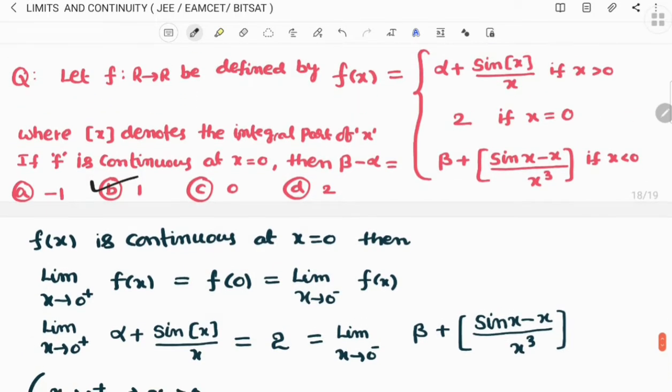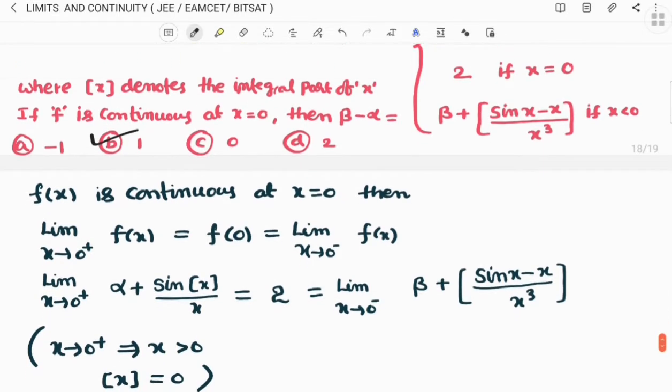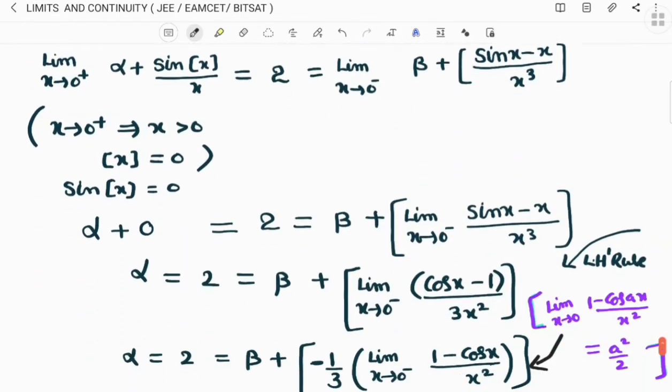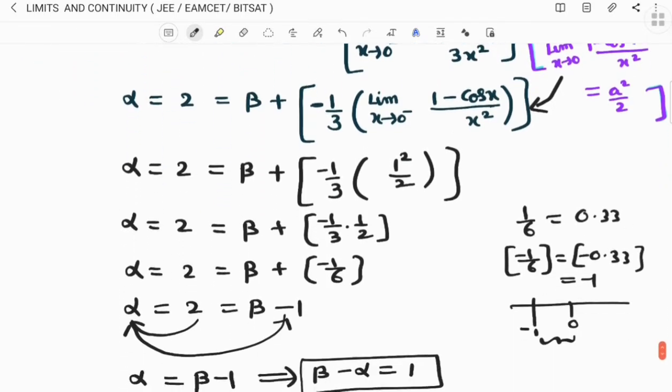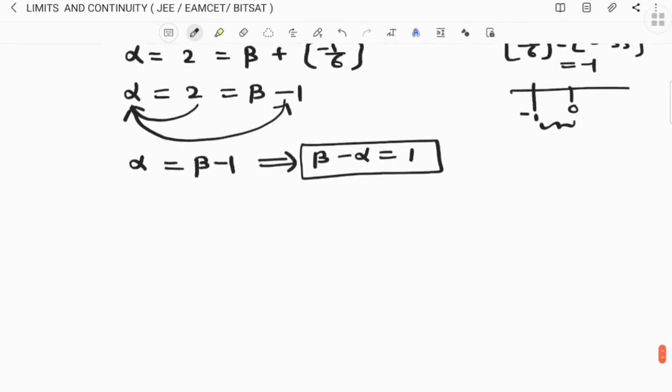This is exclusively, I think, a previous year's JEE question. Once again I scroll up. We'll move to the next question.